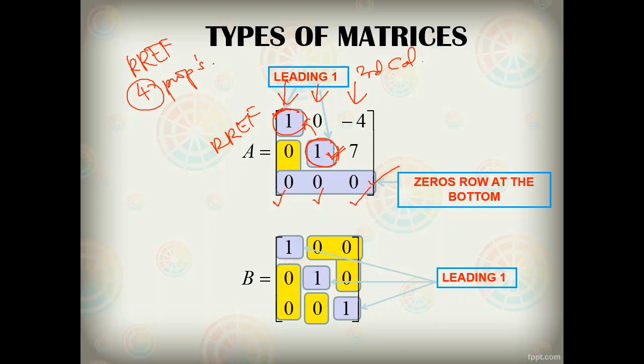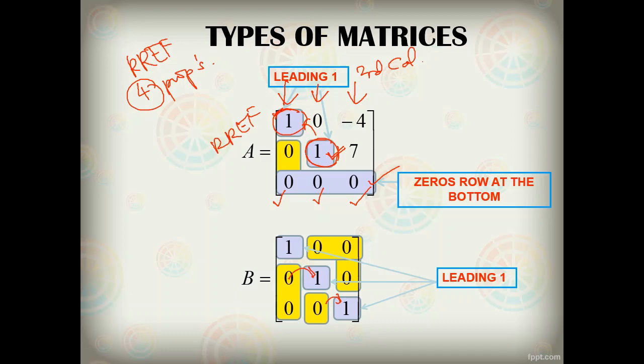Okay, so check the second matrix. This matrix is RREF. Let's go one by one and check the properties. Is there any non-zero entry? No, we don't have any non-zero entries. So the first property is considered passed. Alright, the second property: make sure the first non-zero entry must be 1. Yes, the first non-zero after the 0 must be 1. It is. So the second property is satisfied.